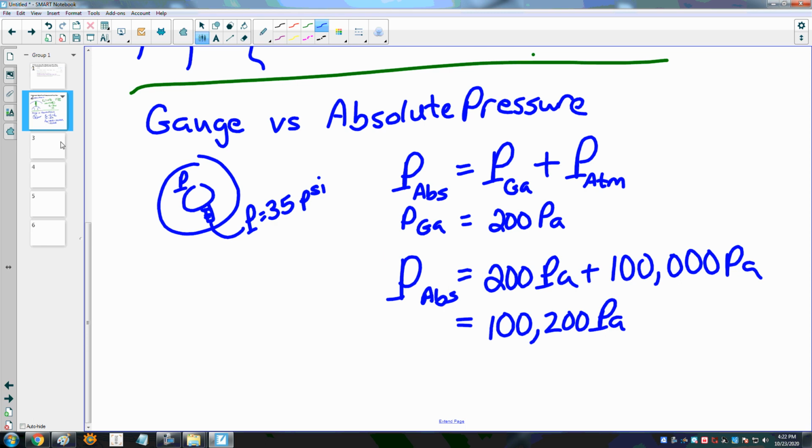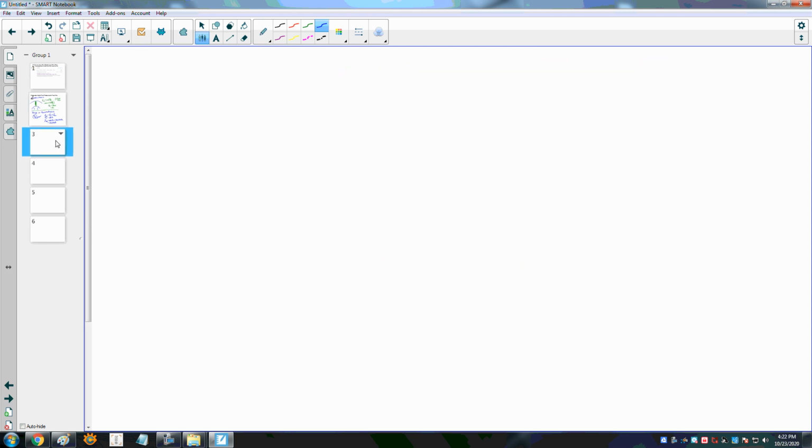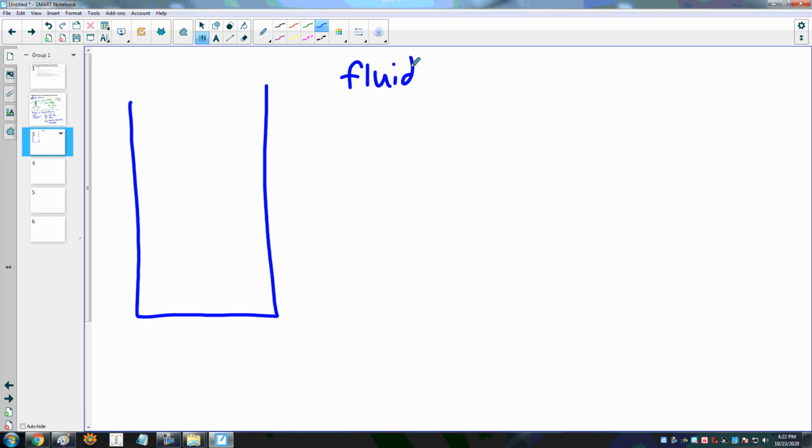Another part of the lab is you'll be measuring the pressure due to the height of a column of fluid. And as I define fluid, first of all, let's just say fluid is any material that flows.